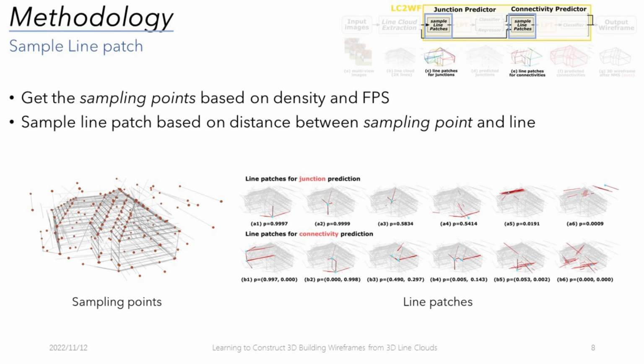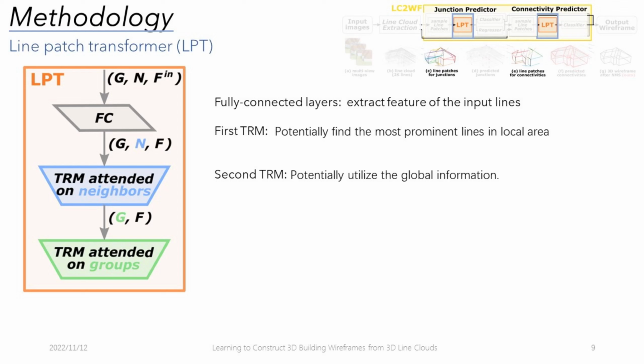To sample these line patches, we first need to get the sampling points based on density and farthest point sampling, as shown on the left. Then, for each sampling point, we sample lines from the line cloud based on the distance between the sampling point and the lines in the line cloud. We have tried other strategies to build line patches, and you can see the difference in the ablation experiment.